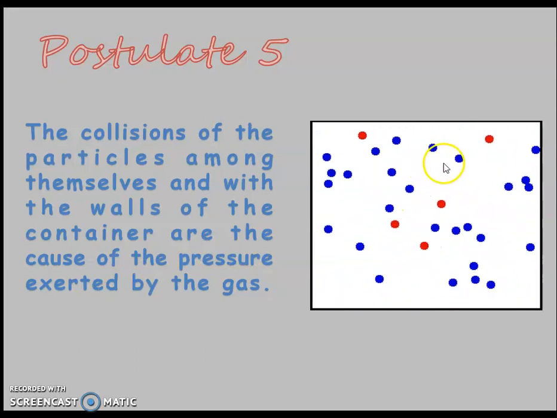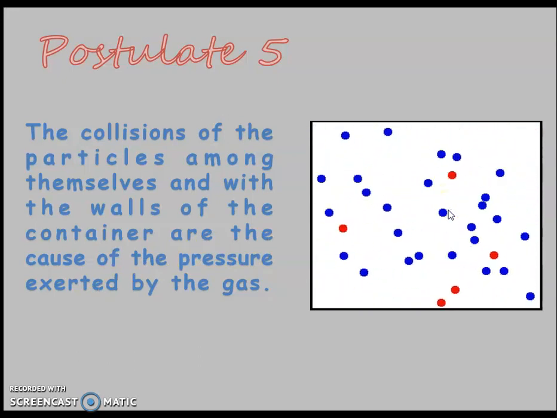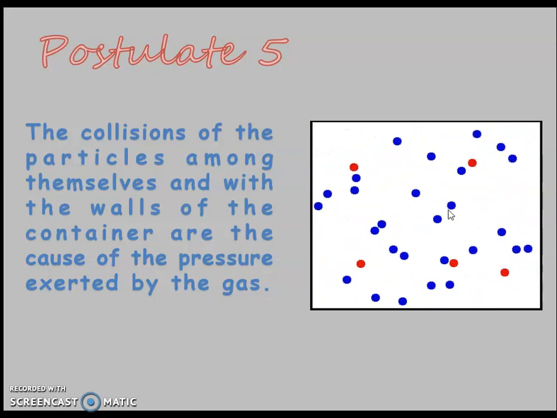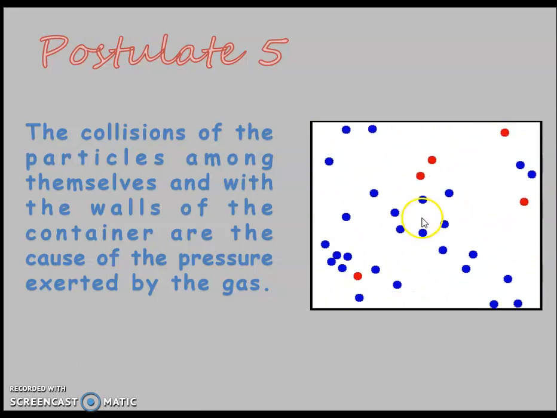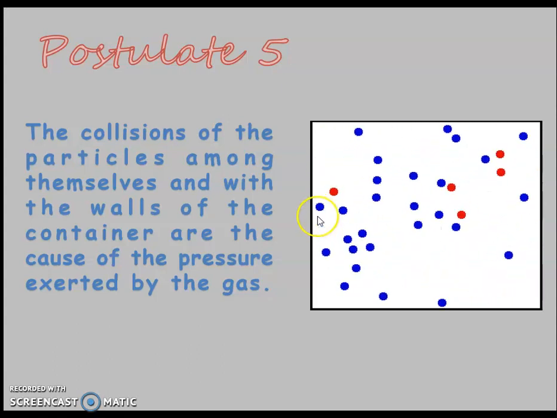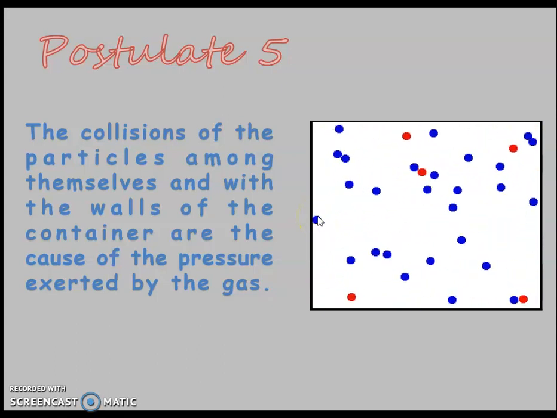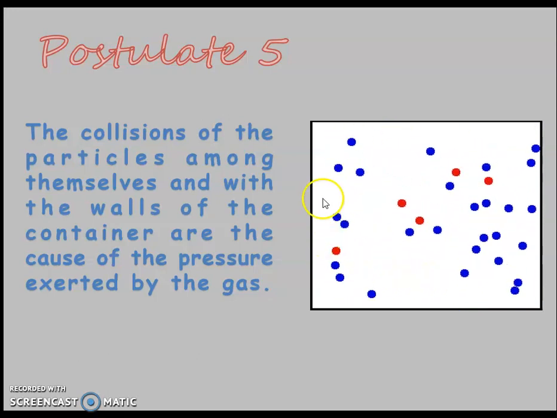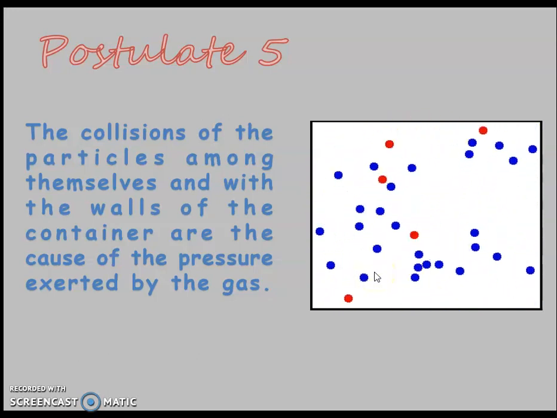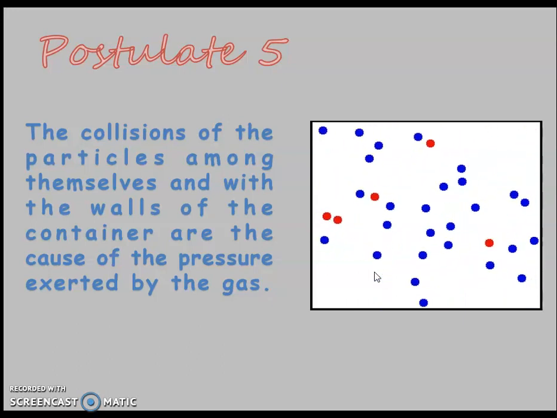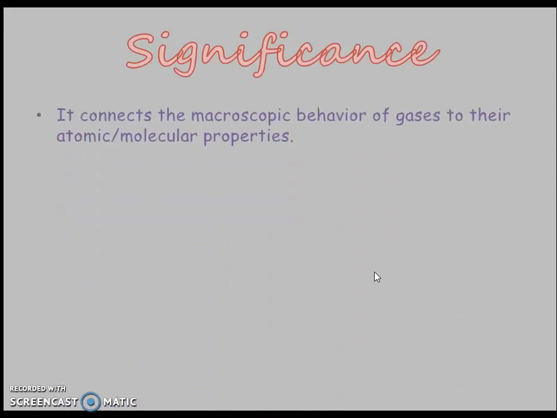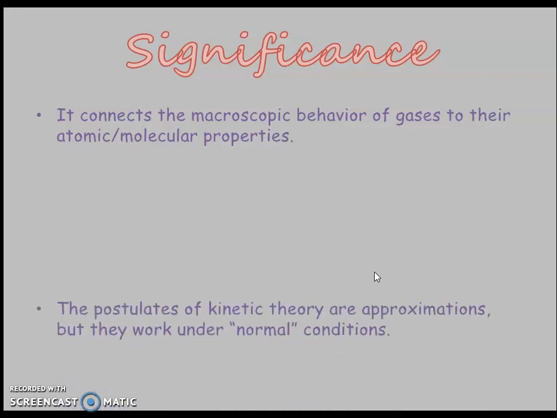If you concentrate on any one molecule, you can see that the molecule undergoes intermolecular collisions as well as collisions with the walls of the container. These collisions are the reason for the pressure of the system. This molecular theory has some significance. It connects the macroscopic behavior of gases to their atomic or molecular properties.